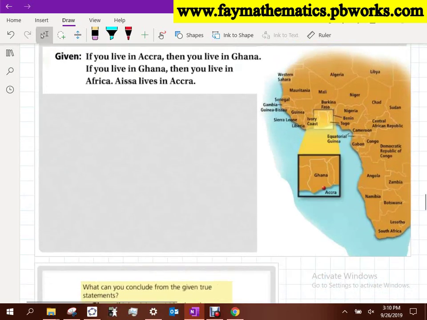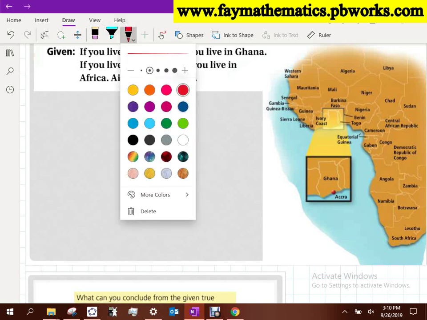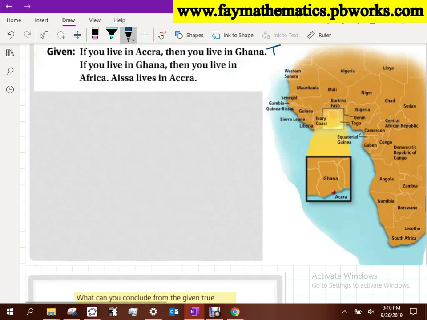What they like to do, and this will be the last one we do, is combine these two laws. Okay? Now I don't know if I pronounce these things right or not, but if you live in Accra, then you live in Ghana. Okay? So a map shows you where Ghana is and where Accra is. That would be a true fact. If you live in Ghana, then you live in Africa. Well, that's a fact as well. So we have two true if-then statements, right?